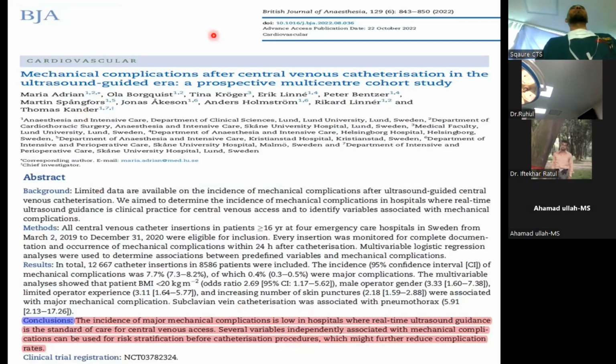Another very important study, done in the British Journal of Anaesthesia, is on mechanical complications after ultrasound-guided central venous catheterization. They found, in conclusion, that the incidence of major mechanical complications is low in hospitals where real-time ultrasound guidance is the standard of care for central venous access. So we should use ultrasound-guided central venous catheterization.